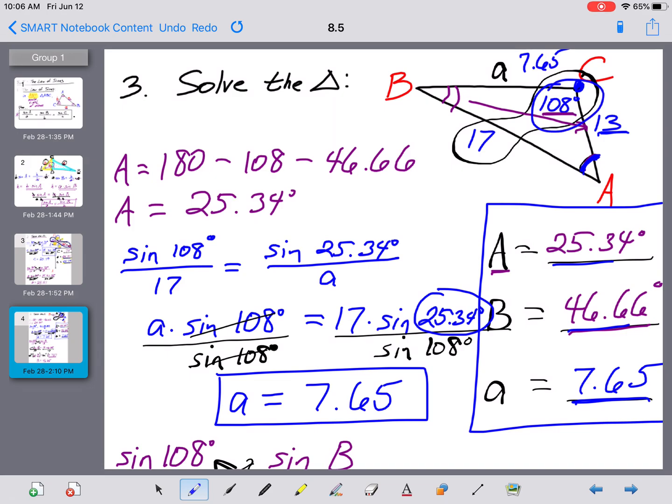So again, that doesn't guarantee that we got this problem right, but if that didn't work out correctly, it would guarantee that we got the problem wrong. So that's always a good thing to check at the end of a section.